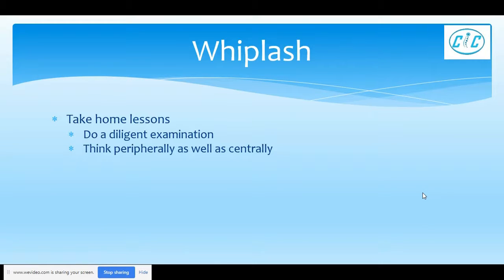Think peripherally as well as centrally. In many cases, clinicians have difficulty or hesitation moving into the central nervous system, possibly because they don't feel comfortable with central nervous system function. So if they just think peripherally, the patient will suffer a lot if the problem is central.